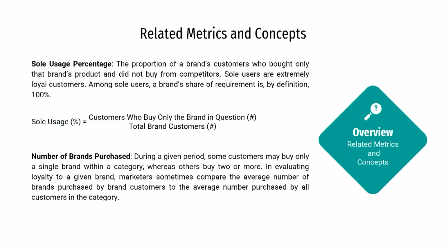Then there is another extension of share of requirement, which is called sole usage percentage. The proportion of the brand's customers who bought only that brand's product and did not buy from the competitors is called the sole usage percentage. Let us say I have 100 customers. Out of these 100 customers, 10 customers are buying only my product and the rest of the 90 customers are also purchasing from other brands. In this case, my sole usage percentage will be 10%.